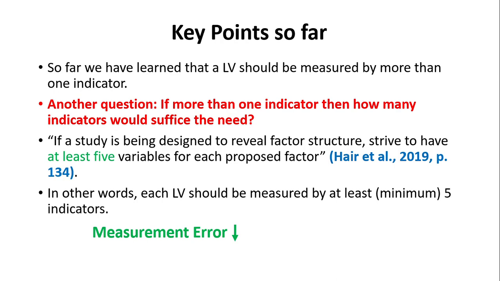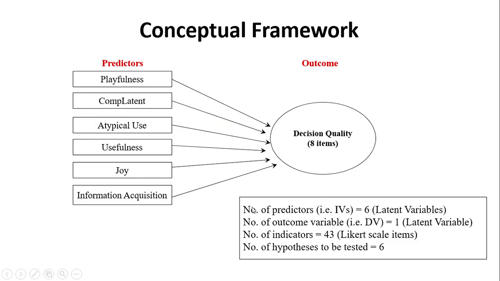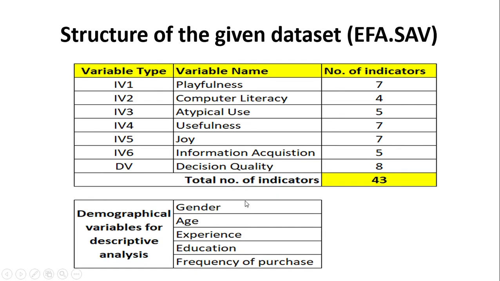So in a nutshell, measurement error is going to reduce if you are going to increase the number of Likert scale items. So here we have the conceptual framework and the total number of Likert scale items we have is 43. How do we have 43 items? Let me present the structure of the given data set.